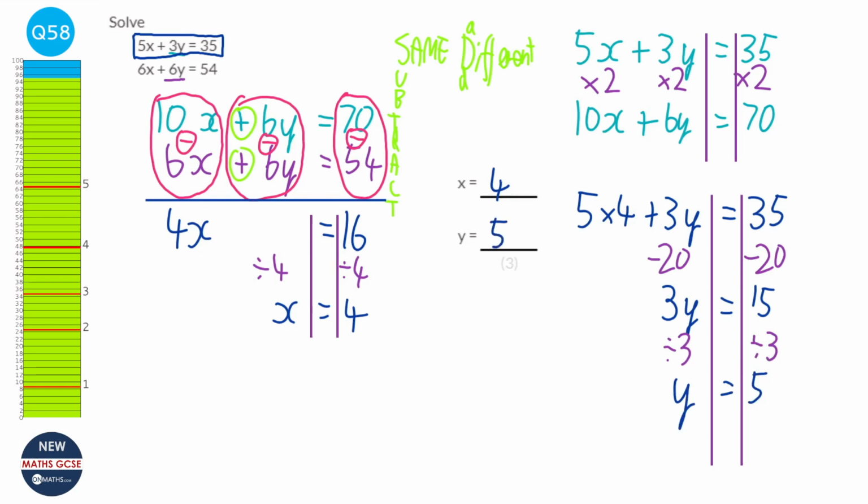Now we can substitute in the values into the second equation. So 6 times 4 plus 6 times 5 does equal 54.